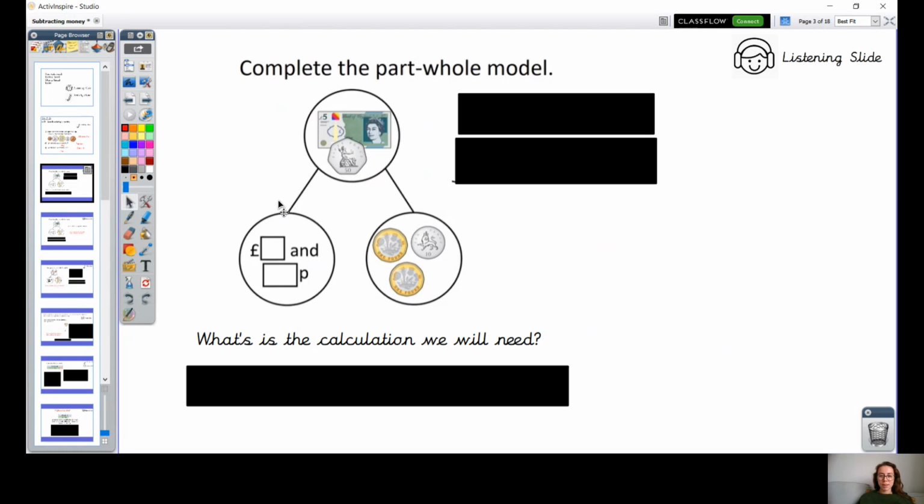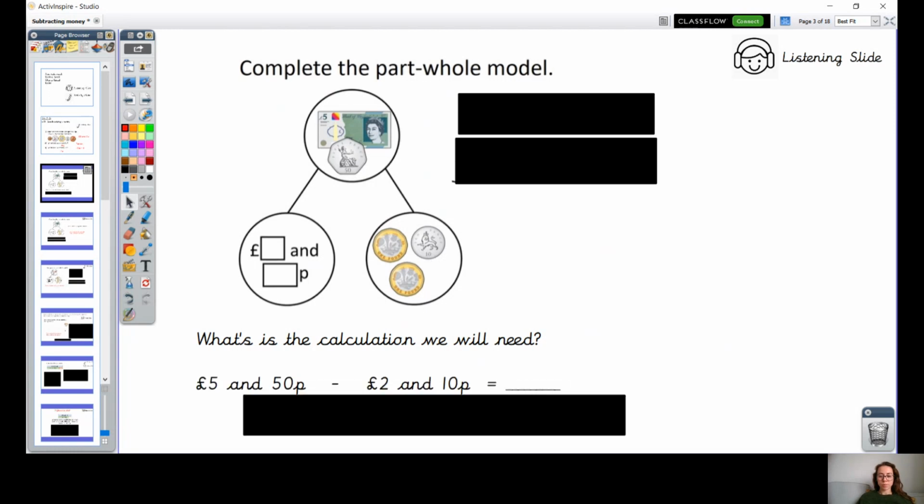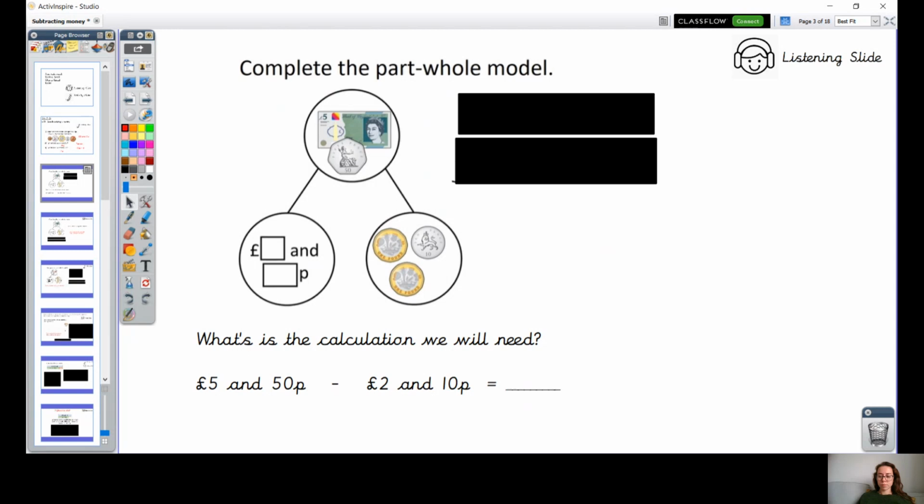Well done. So we're going to be finding out what this total is, which is £5.50. £5.50 take away £2.10. That's the calculation. £5.50 take away £2.10. And this little part here is the bit we want to find.